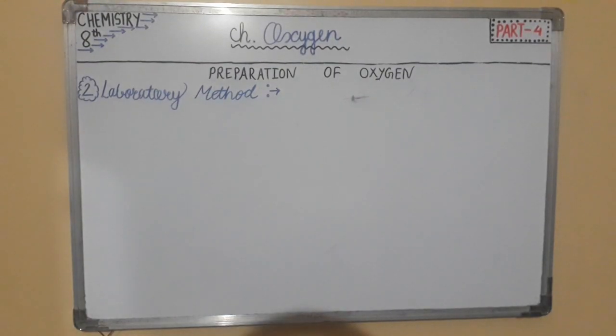Today we will learn class 8 chemistry chapter oxygen part 4. So first of all, in this part we will learn the second method of preparation of oxygen, and the name of the second method is laboratory method. In laboratory method, first is from hydrogen peroxide. We learn this by first example.